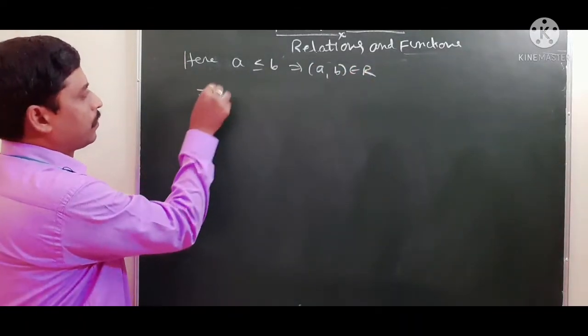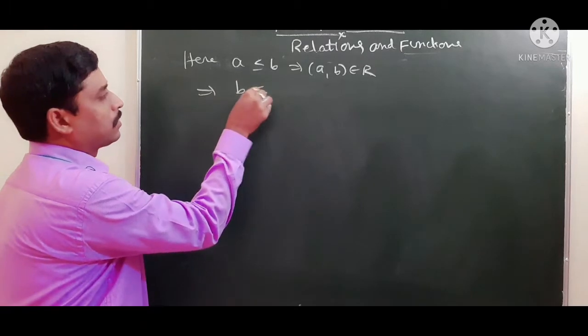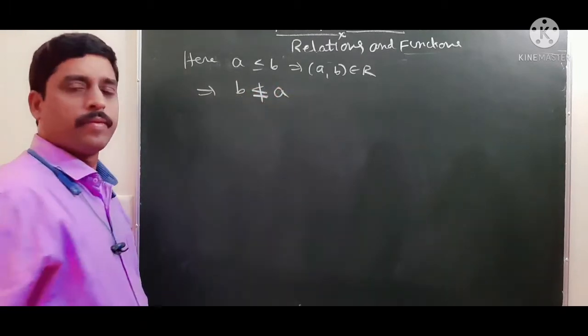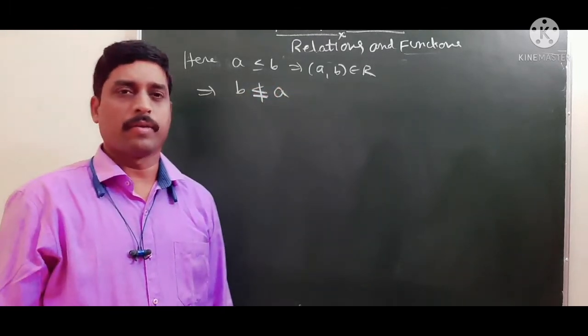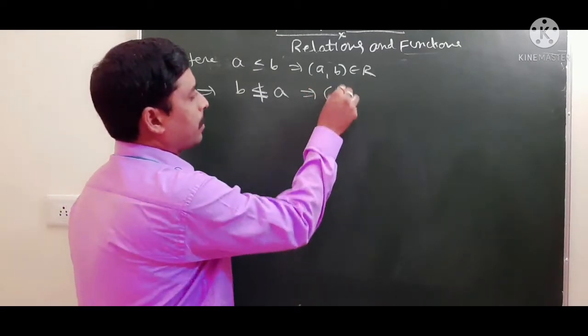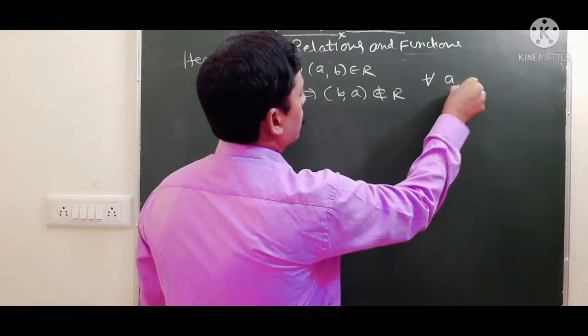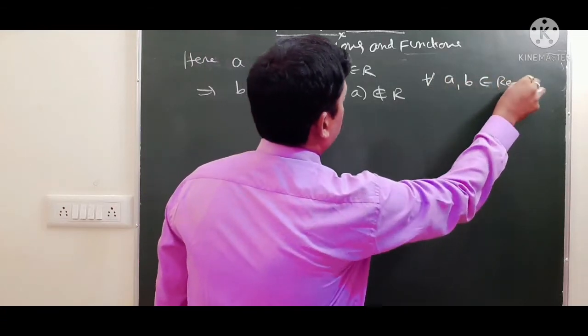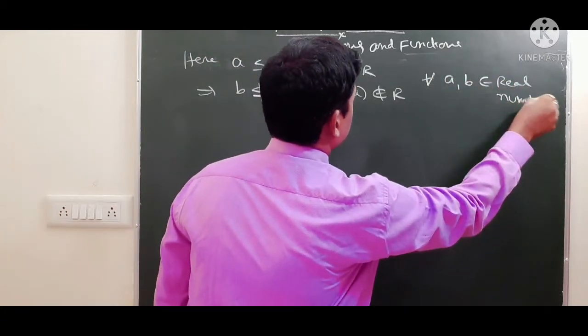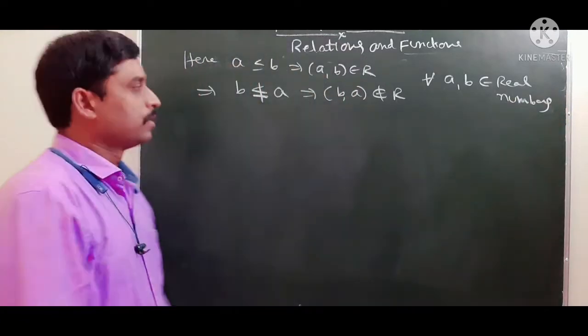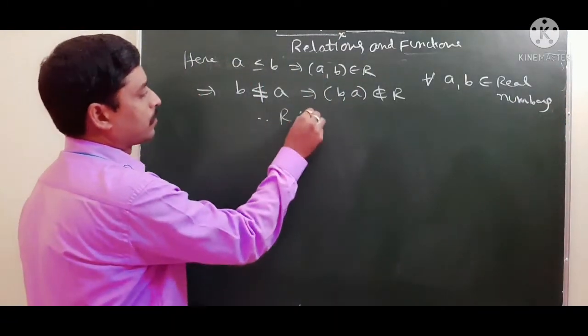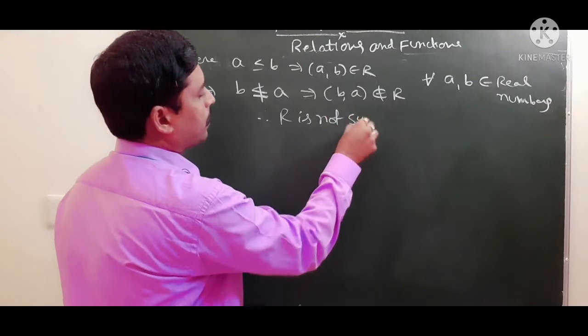But b is not less than or equal to a. Therefore, (b, a) does not belong to R, for all a, b belonging to real numbers. Therefore, R is not symmetric.